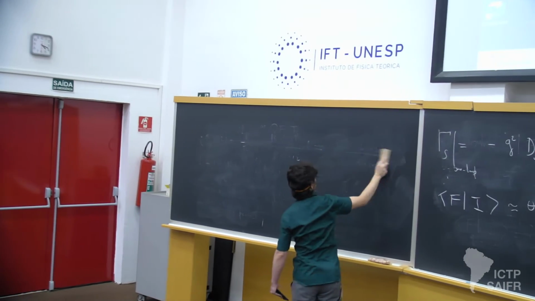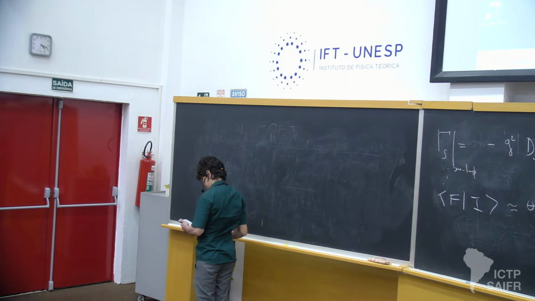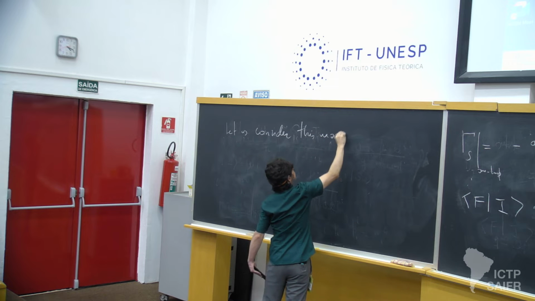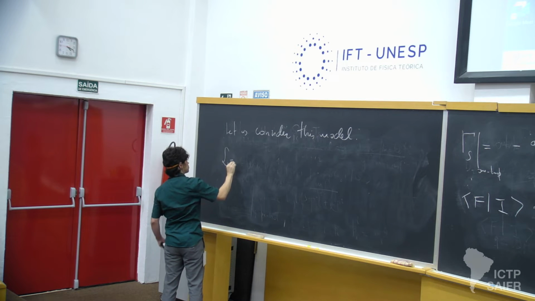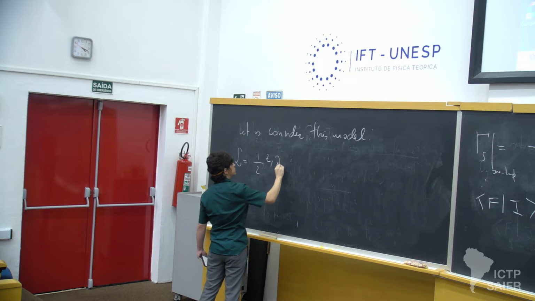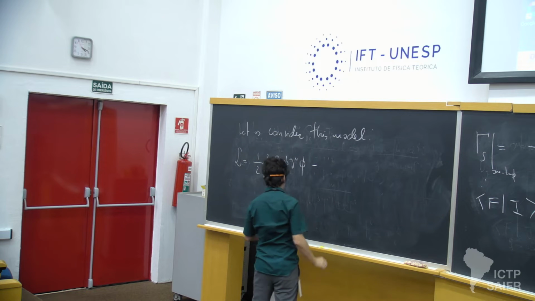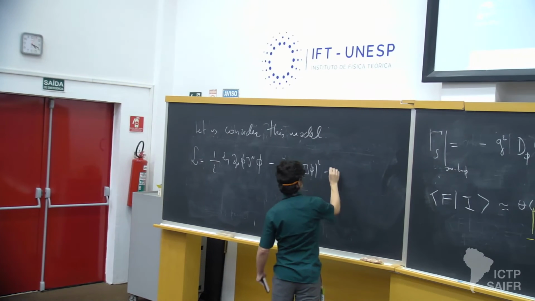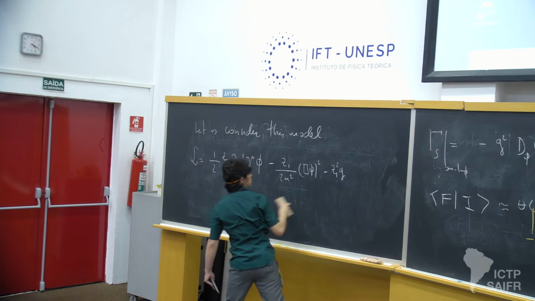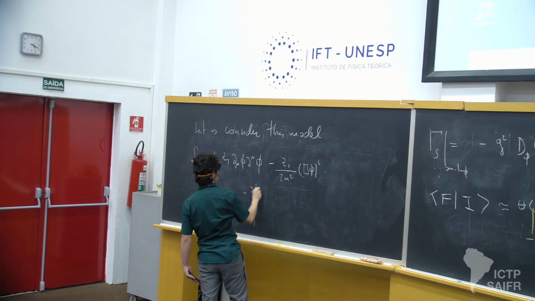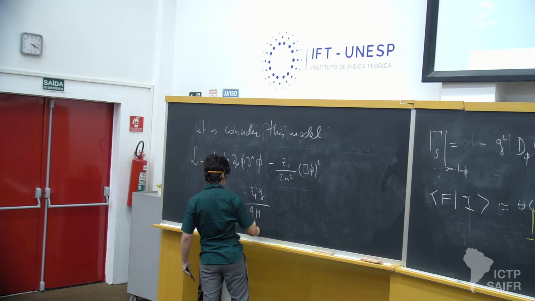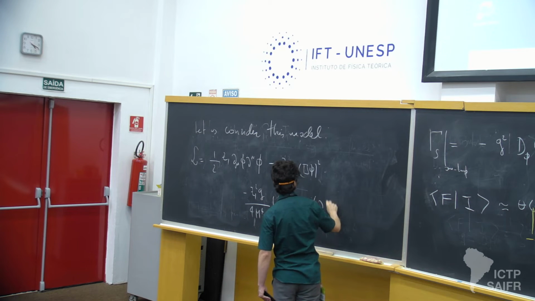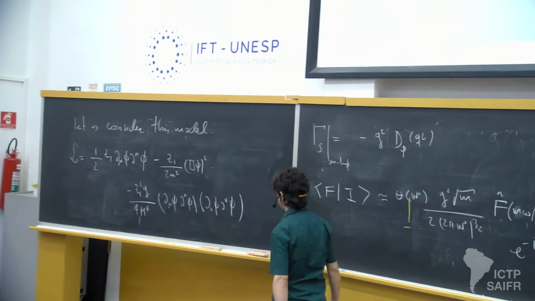So let us consider a scalar toy model, right? So let us consider this model, with kinetic term Z1 over 2 times the derivative of phi squared, minus d1 over 2m squared, box phi squared, and an interaction Z1 squared G over 4m to the 4, with the derivatives of phi. So this is the model that we want to study right now.